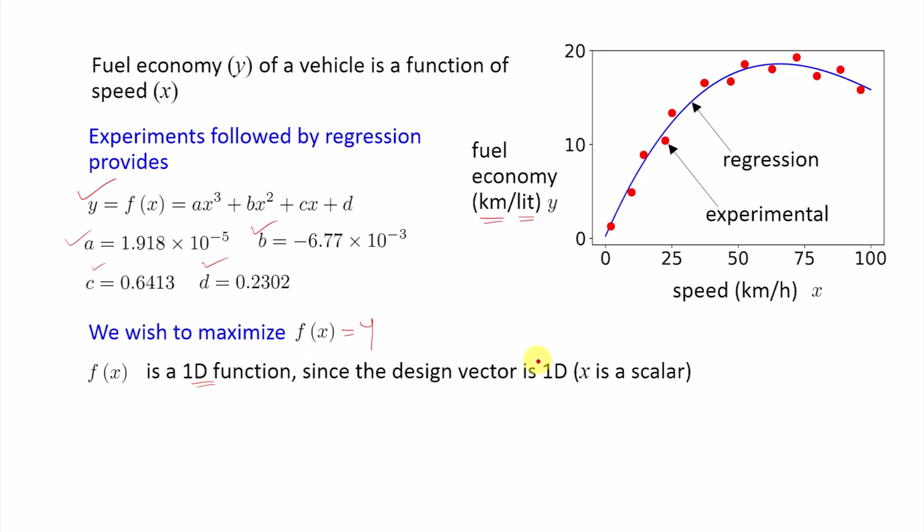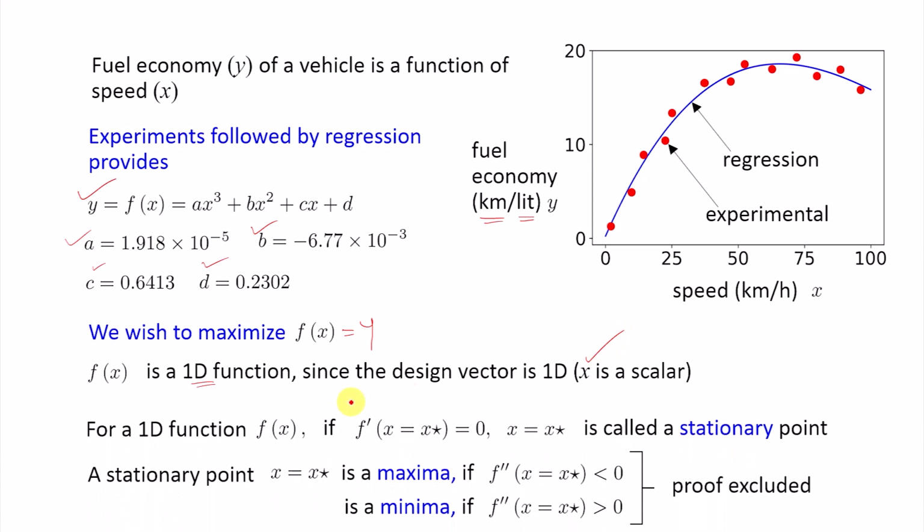Now f(x) is a one-dimensional function, in the sense that the only independent variable here is x, which is a scalar. For the minimization or maximization of this one-dimensional function, there is a theory in calculus. I believe all of you know that theory, but let us spend a moment on it. For such a one-dimensional function f(x), if f prime x at a certain point x star is 0, then this point x equals x star we call a stationary point. Now a stationary point could be a minima, could be a maxima, or it could be a saddle point, but let's not get into all this detail.